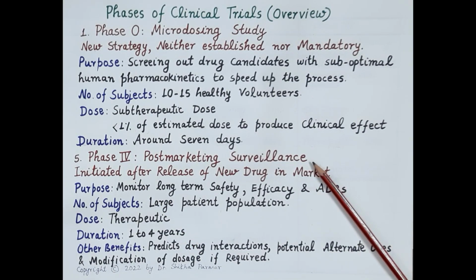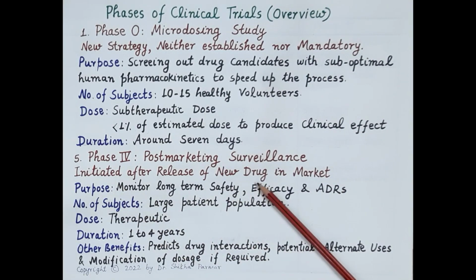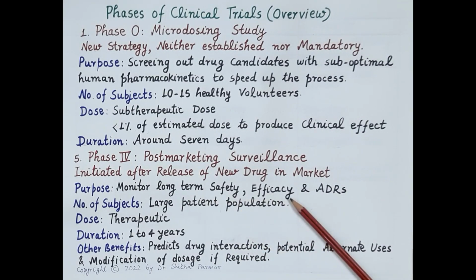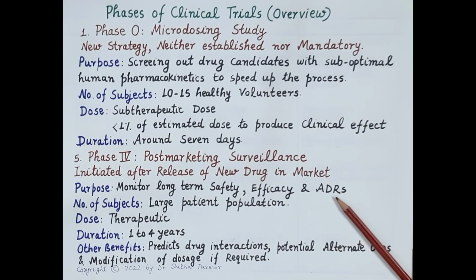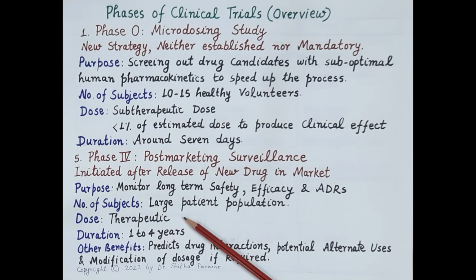Now, post-marketing surveillance refers to the monitoring of drug safety after the new drug reaches the market. So, these trials are initiated after the release of new drug in the market. Now, primary purpose is to monitor long-term safety, efficacy, and to report occurrence of adverse drug reactions like idiosyncratic adverse drug reactions. Now, as the drug is released in the market, the study is done on a large patient population. Now, as per the regimen decided, therapeutic dose is given to the patient. And this post-marketing surveillance is done for 1 to 4 years.